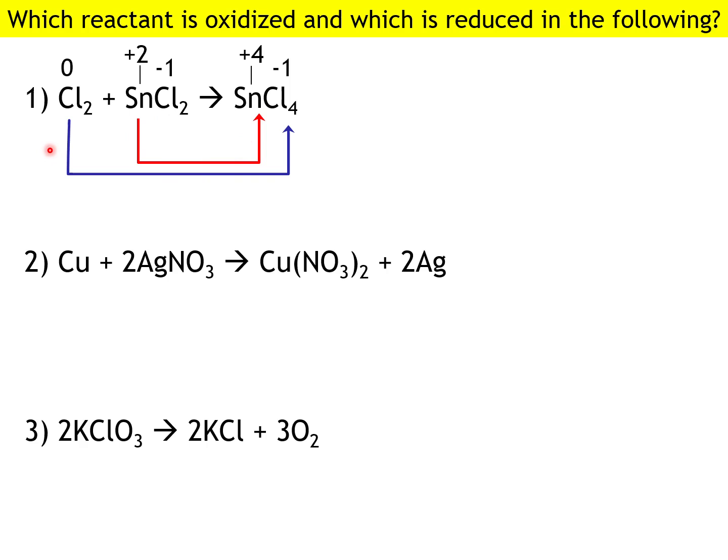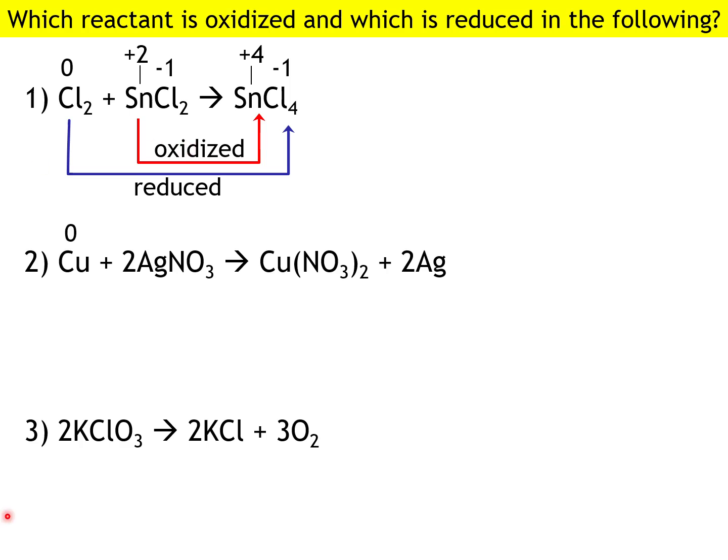Then you think about your little redox thermometers, and you say, chlorine is going from 0 to -1, so it's going down. That means chlorine is being reduced, and therefore tin has to be oxidized. You can't have a reduction without an oxidation. If you've got one, you've got the other. Once you figure out one of them, like chlorine being reduced, then I know automatically that the other one has to be oxidized. So let's look at the next one.